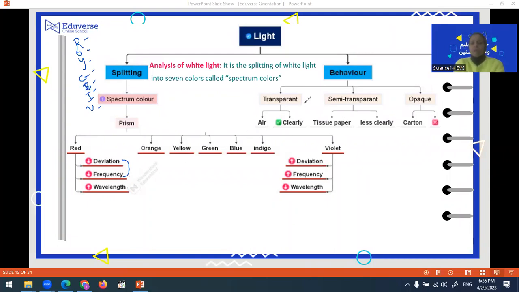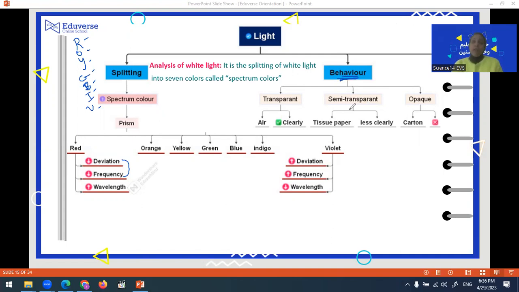Next, the behavior, the ability of the light to pass through different media. For example, we have three different media: transparent, semi-transparent or translucent, and opaque. Transparent is like the air. Most of the light is going to pass through this material, and we can see things very clearly through these transparent media.